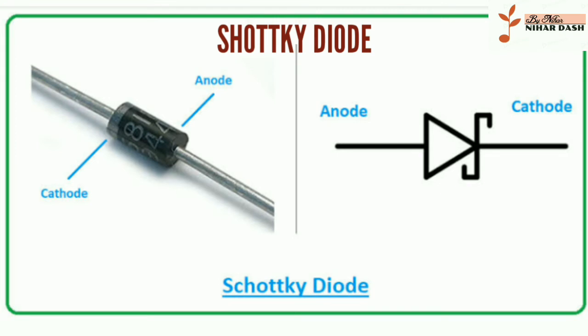When aluminum or platinum metal is joined with an N-type semiconductor, a junction is formed between the metal and N-type semiconductor. This junction is known as metal semiconductor junction.